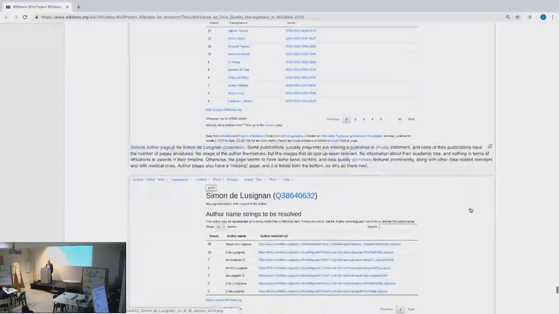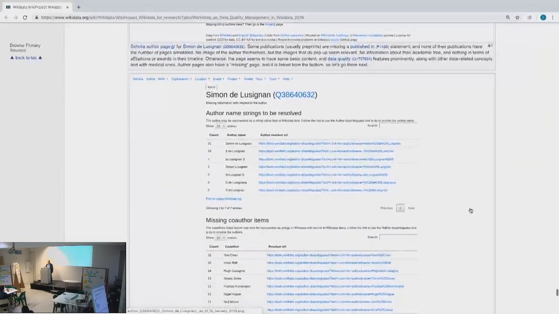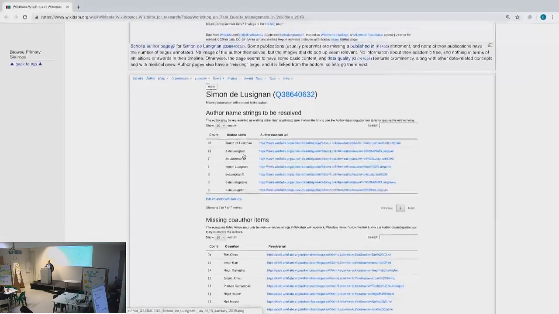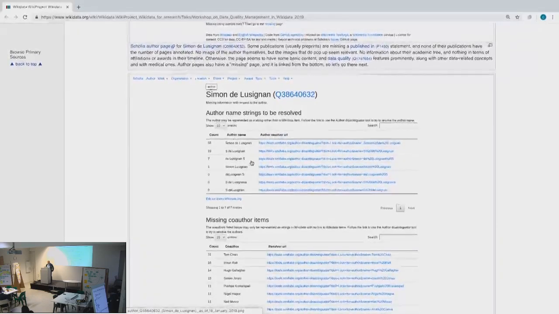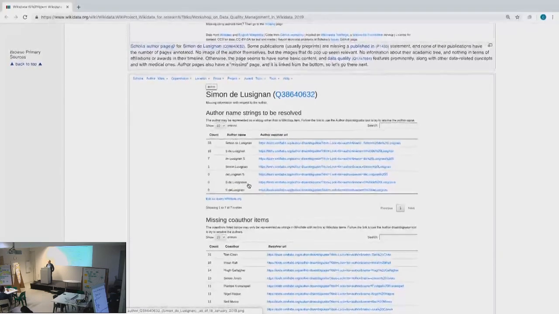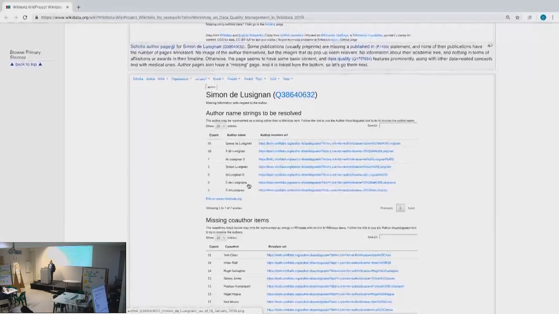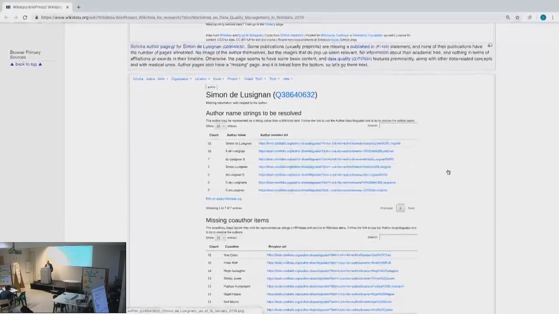Yeah, again, for the author, we have a missing page, so let's have a look at that. For the author, actually, the missing page is a bit more complex, and here we see there are several different ways that Wikidata knows that this author name has been spelled. So it's 55 times it's spelled Simon de Lusignan. Here it's actually spelled with a typo, Lusignana, which is probably an A to indicate the affiliation or something like this. And here is a link to a tool that actually helps you disambiguate all those different strings and match them to the corresponding items.